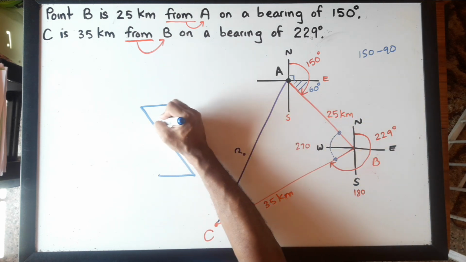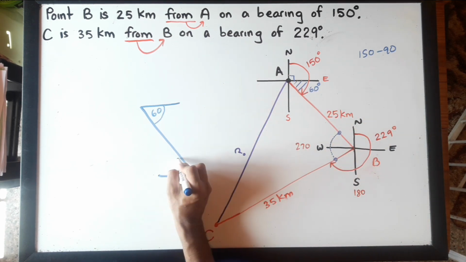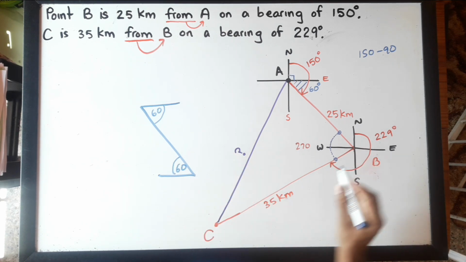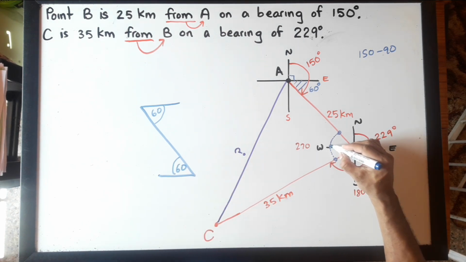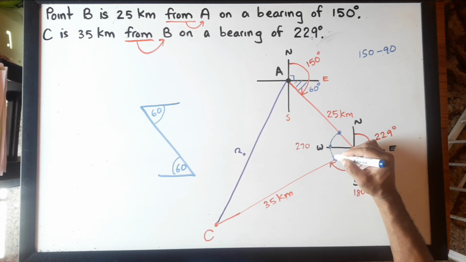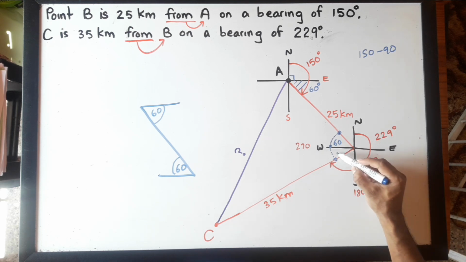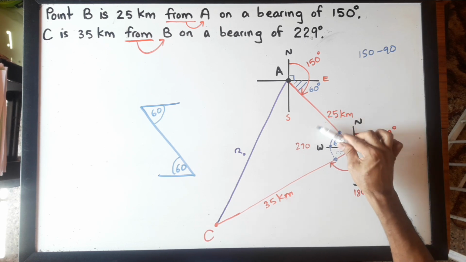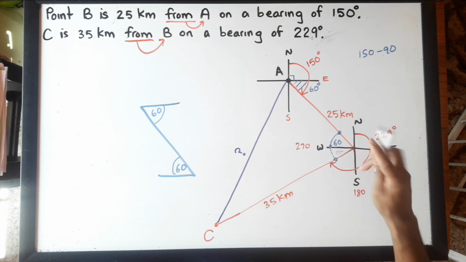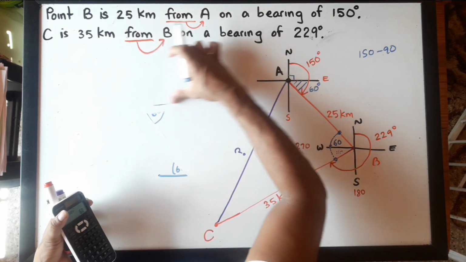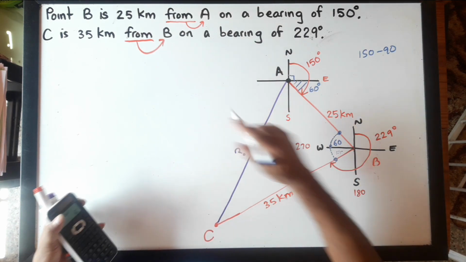If here is 60, then this angle is also 60. So that means from here to here, not the whole thing, from here to here is 60 degrees. Okay? So this is what we know so far. If we were to figure out this angle here and add it to the 60, then we would have the entire angle. And finding that angle is going to be really easy.